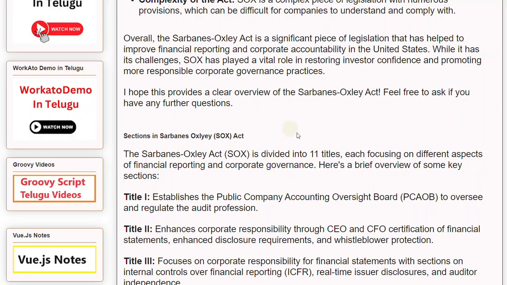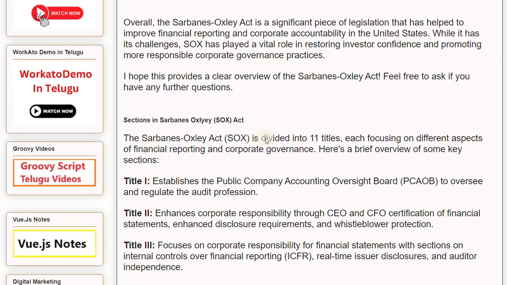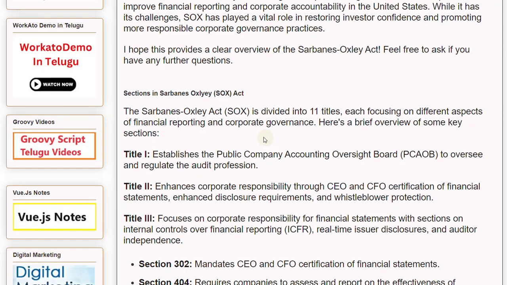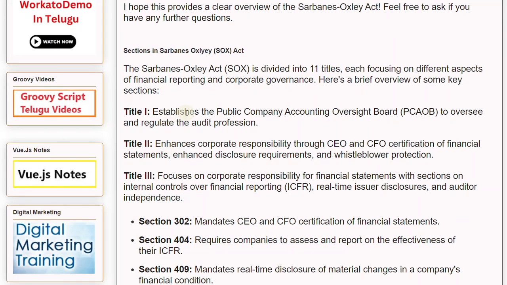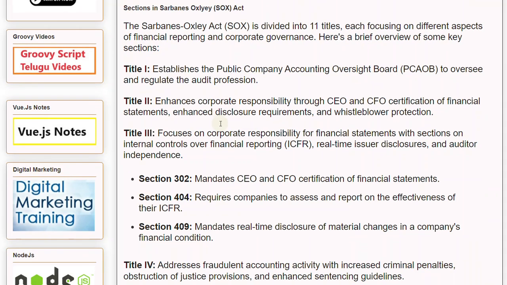The Sarbanes-Oxley Act, SOX, is divided into 11 titles, each focusing on different aspects of financial reporting and corporate governance. Here's a brief overview of some key sections. Title I establishes the Public Company Accounting Oversight Board, PCAOB, to oversee and regulate the audit profession. Title II enhances corporate responsibility through CEO and CFO certification of financial statements, enhanced disclosure requirements, and whistleblower protection.